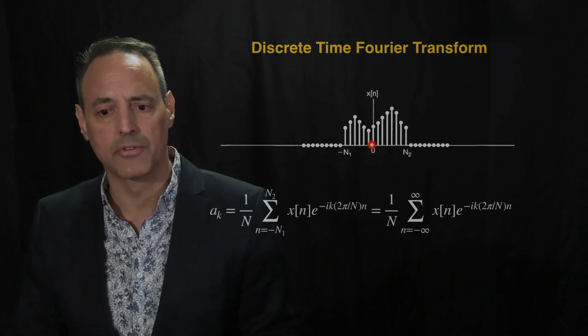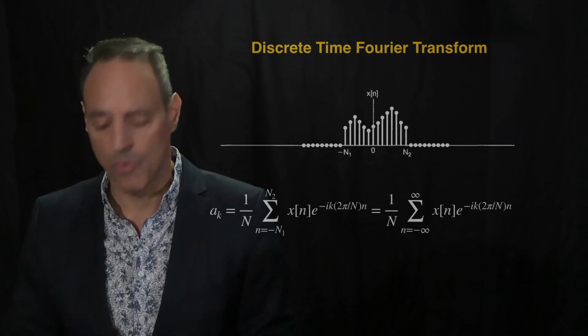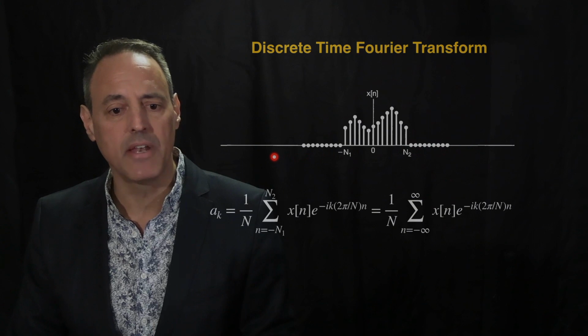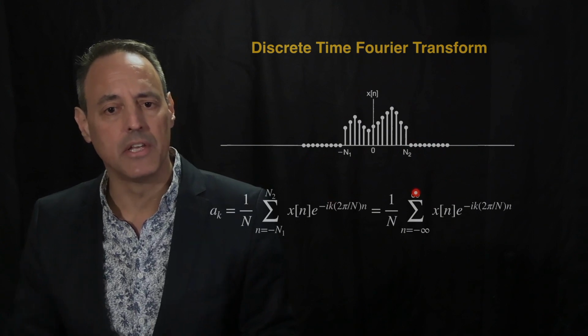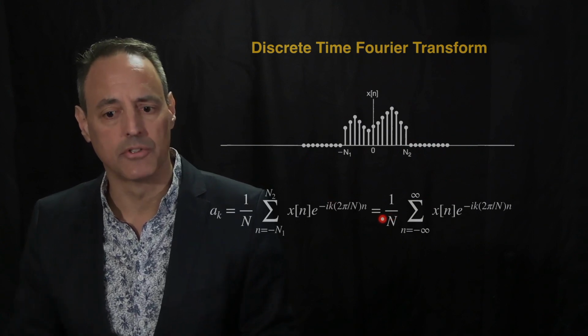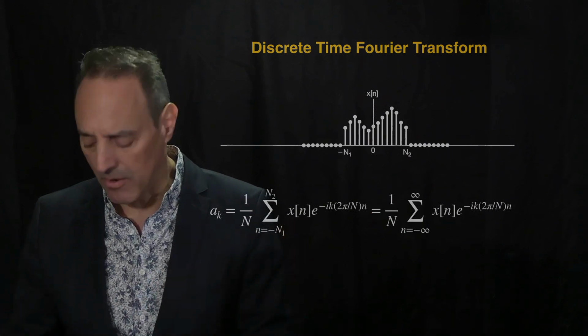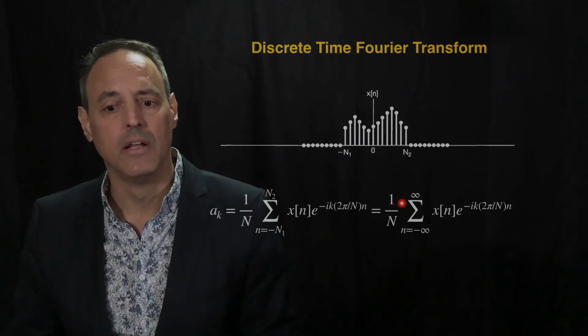So now I'm going to look at this as I take n to be quite large, or as I take n to be infinity. In fact, if I do that, then here is the representation of this signal. So I can just expand this out from negative infinity to infinity, this signal here.